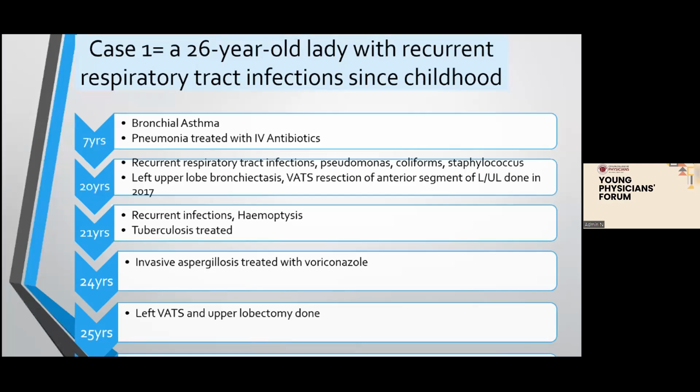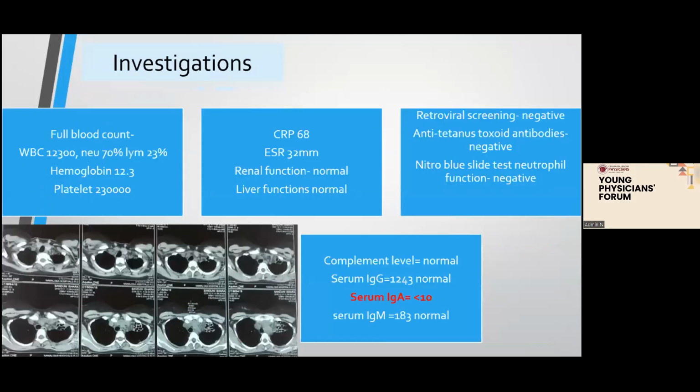This is a 26-year-old lady who presented with recurrent respiratory tract infections. At the age of 7, she had a bronchopneumonia which was treated with IV antibiotics, and following that she had various organisms positive, including Pseudomonas, coliforms and Staphylococcus. At the age of 20, she had to undergo a left upper lobectomy. Following that she also had TB infection and invasive Aspergillosis infection, and she developed left upper lobe bronchiectasis, and she underwent left upper lobectomy at the age of 25. After that, the patient was referred for further evaluation.